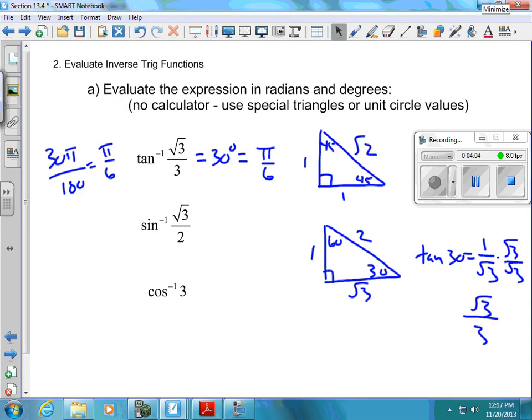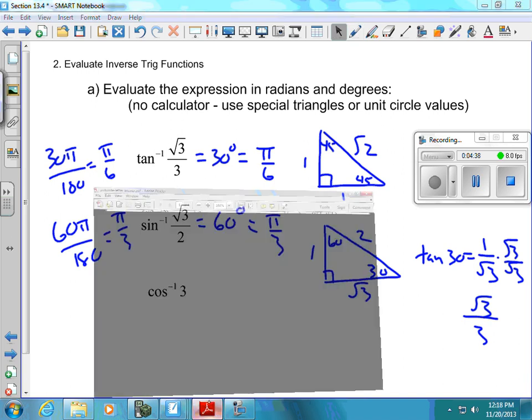Inverse sine of square root of 3 over 2. Well, square root of 3 over 2. I see square root of 3 and a 2 directly on the unit circle. Sine is opposite over hypotenuse. Well, to make a square root of 3 the opposite, it has to be across from 60. 2 is the hypotenuse. So this is really 60 degrees. 60 times pi over 180 equals pi over 3 radians.